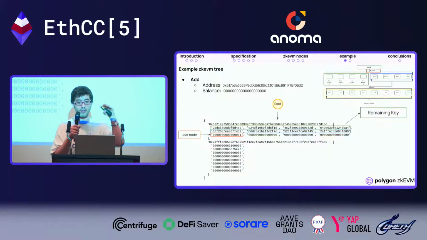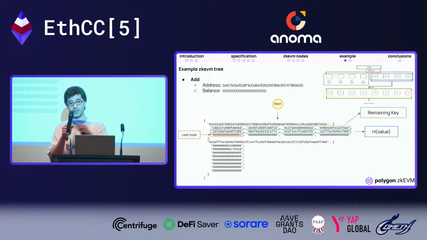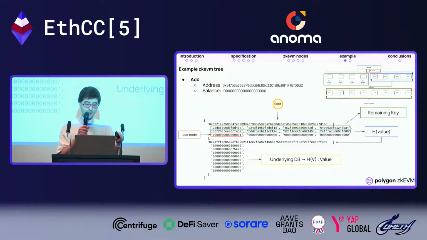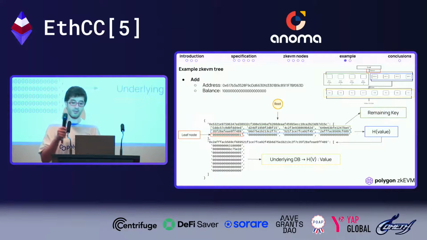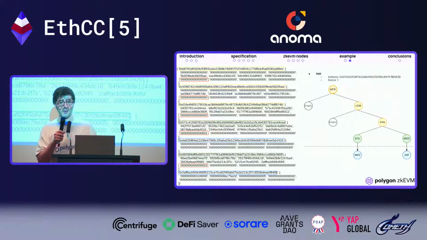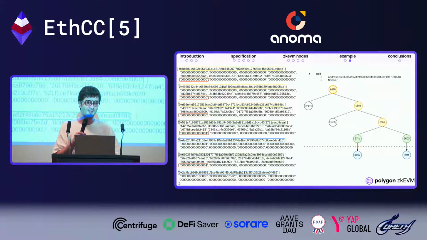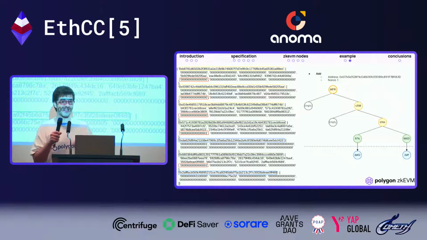The third field elements are the remaining key. The fourth field elements are the hash of the value. So we need to go to an underlying database in order to extract the value from its hash. Okay, and the next one, a little bit scary. Don't worry. We add a second leaf in the state tree.